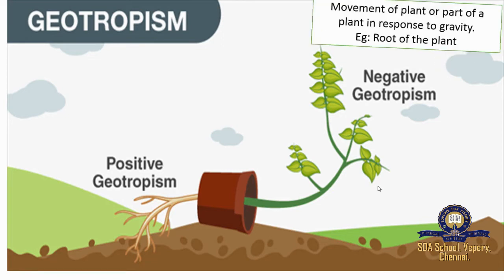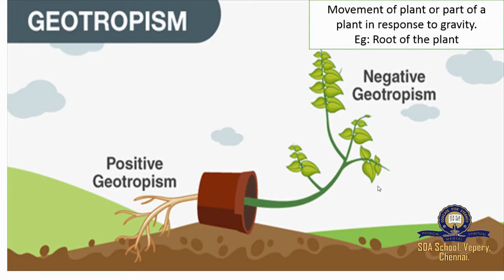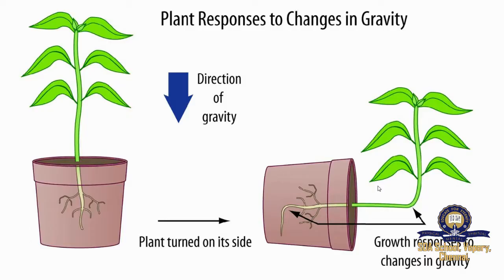So movement of a plant or part of a plant in response to gravity, for example the root of the plant, is known as geotropism in plants. So plant movement in response to the force of gravity is called geotropism. Here roots are positively geotropic, whereas the shoot system is negatively geotropic. So this is the second type of tropism in plants.